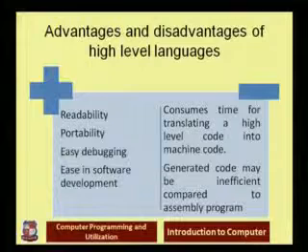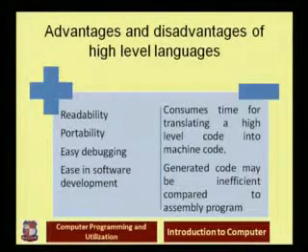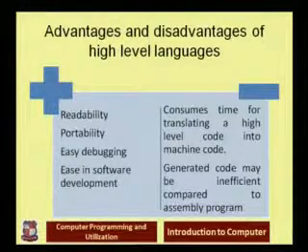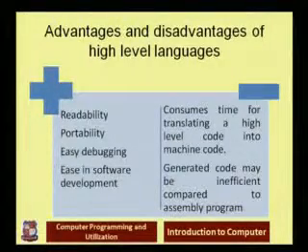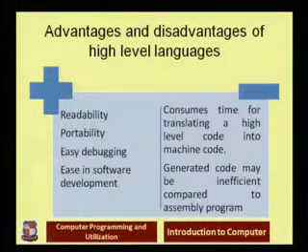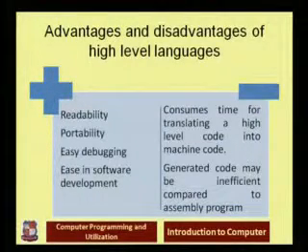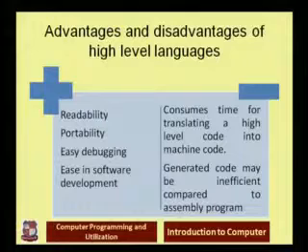Now the second point is portability. When we write any program in high level languages, we can run the same program on any machine with little or no modification, and this feature is known as portability. When we write a program, our main purpose is to write a program which has wider acceptance, meaning we can run the same program on different machines with little or no modifications. So portability tells us that.